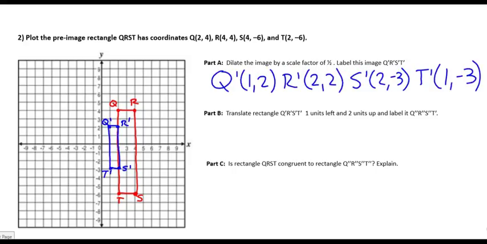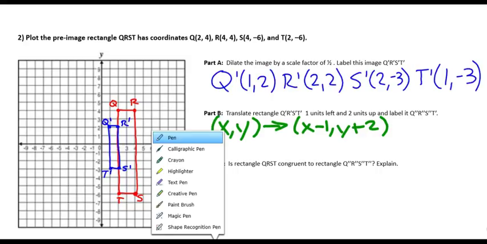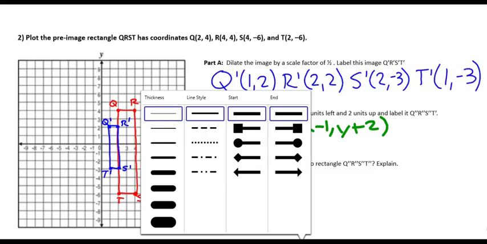So I went ahead and plotted that, and I did it in blue so you guys could see it differently, very clearly. Now part B says translate the rectangle Q prime R prime S prime T prime 1 unit to the left and 2 units up. So the first thing I want to do with that is write a rule. So our rule here is going to be x, y translates to x minus 1, y plus 2. And let me make this a little bit not as thick so I can fit it all.